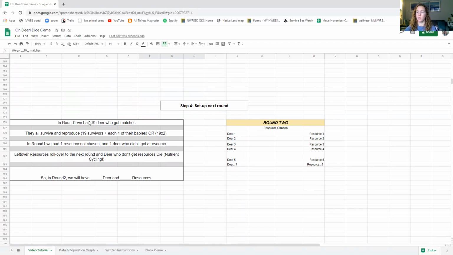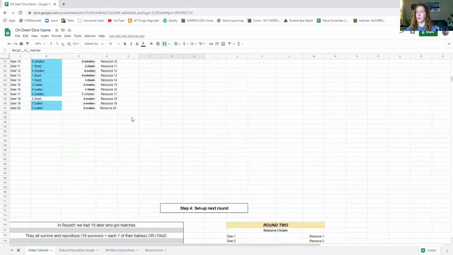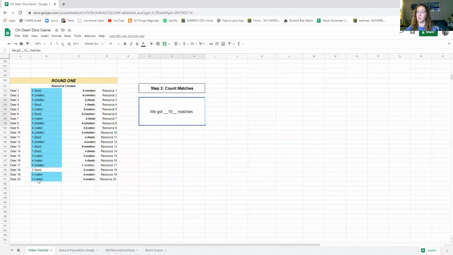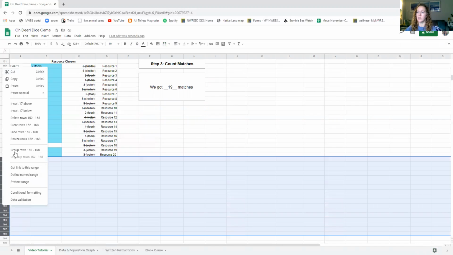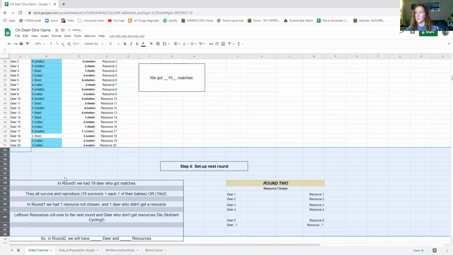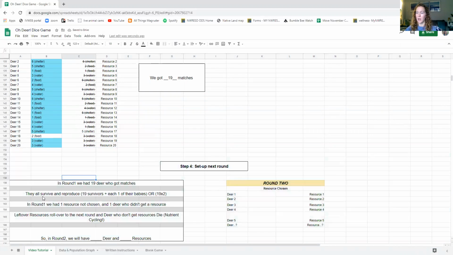So in round 1, we had 19 deer who got matches. That's all of these highlighted blue deer. Delete this space so we can see these things together. Delete, delete. There we go. All right, so in round 1, we had 19 deer. That's the blue highlight. They all survive.